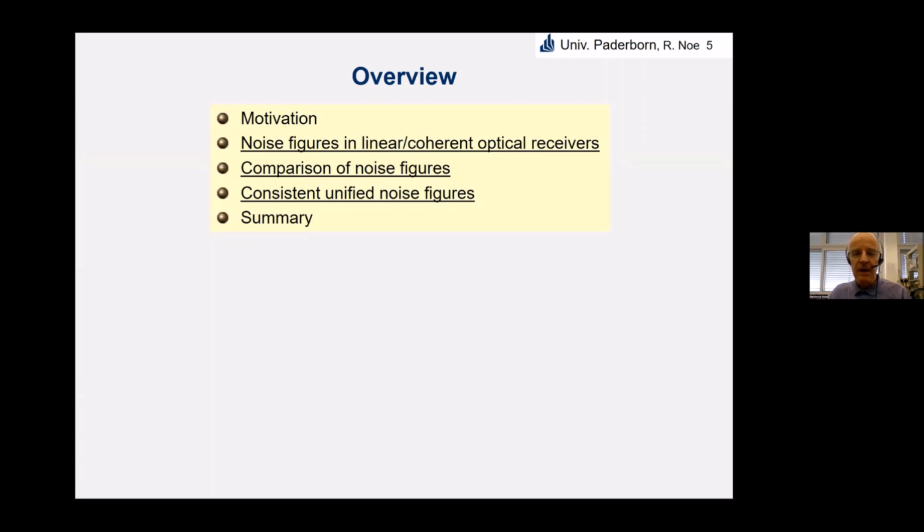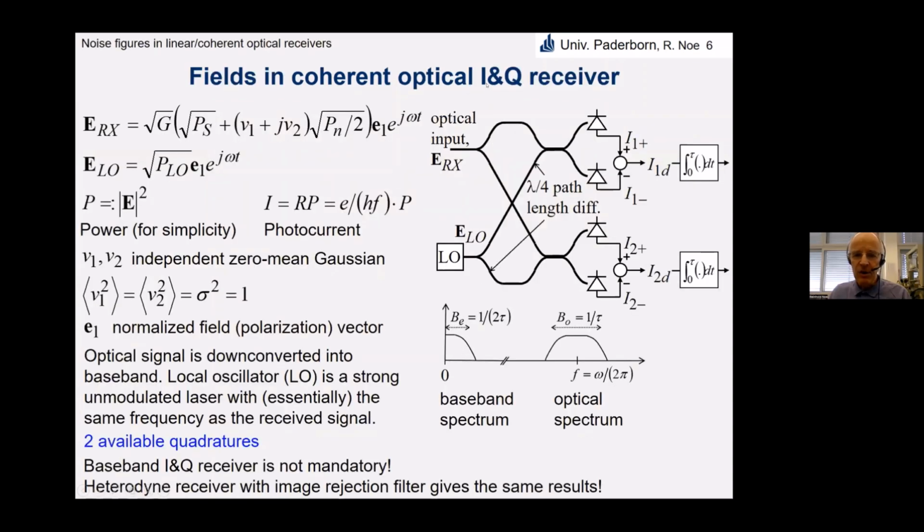It also must have 2 available quadratures. For example, after an electrical amplifier, I can down convert the in-phase portion and the quadrature portion of a carrier independently with mixers. And that is also possible in phase and quadrature optical receivers. They have an optical 90-degree hybrid at the input.